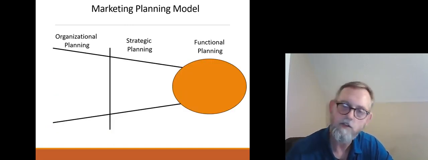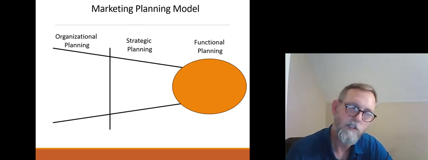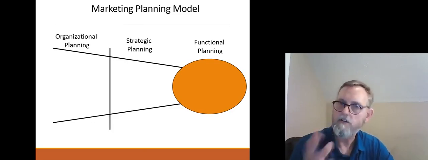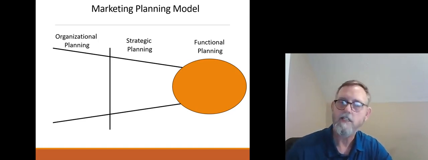So if we pull that up and look at it quickly, there are 3 parts to the planning model: organizational planning, strategic planning, and functional planning. And that's the 3-step process that typically happens.